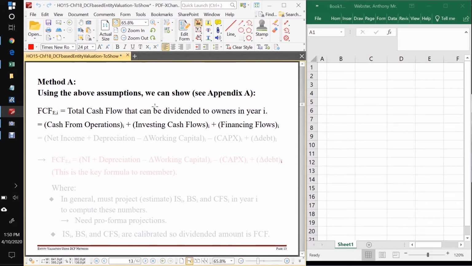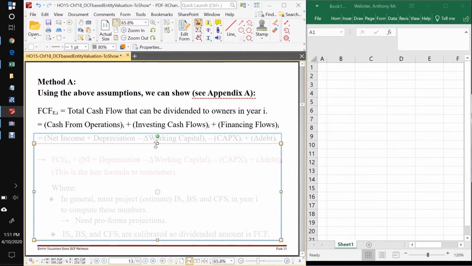We'll use these in method A, we'll use these above assumptions, and we can show, and you can go look at this, I know some of you are so excited about this, you can even jump ahead and look in Appendix A to see how this works. But in Appendix A, we show that the free cash flow in a given year I to owners is, as we know, the total cash flow that can be dividended without impairing the firm. And that's going to be the most that we can get to the owners via dividends coming from operations, coming from investing cash flows, and coming from our financing cash flows, right? From our three buckets of cash flows.